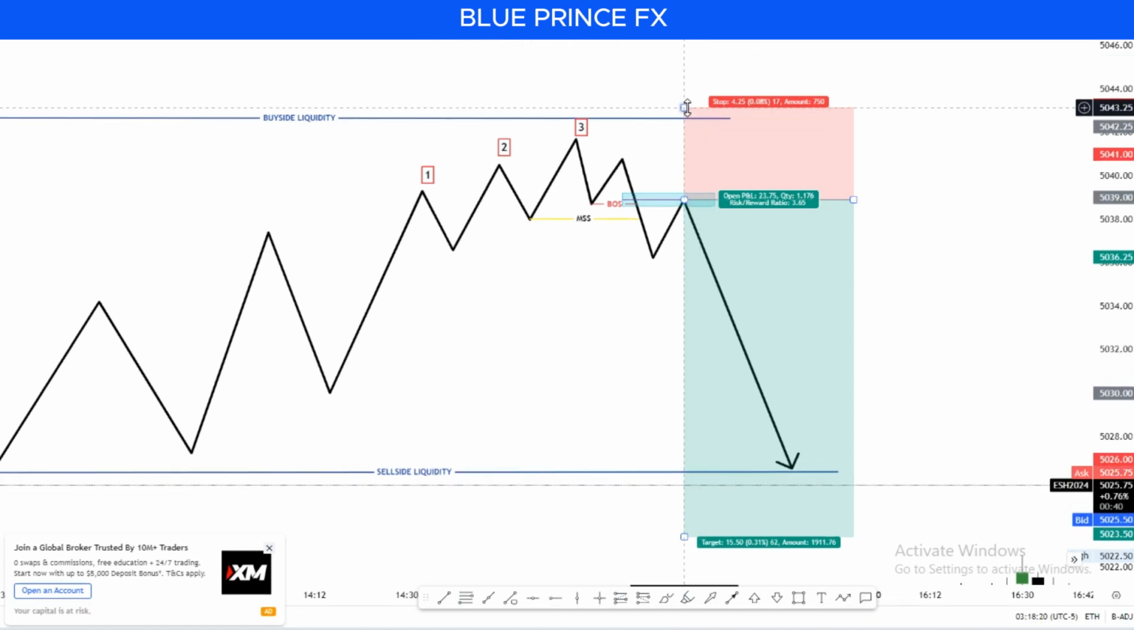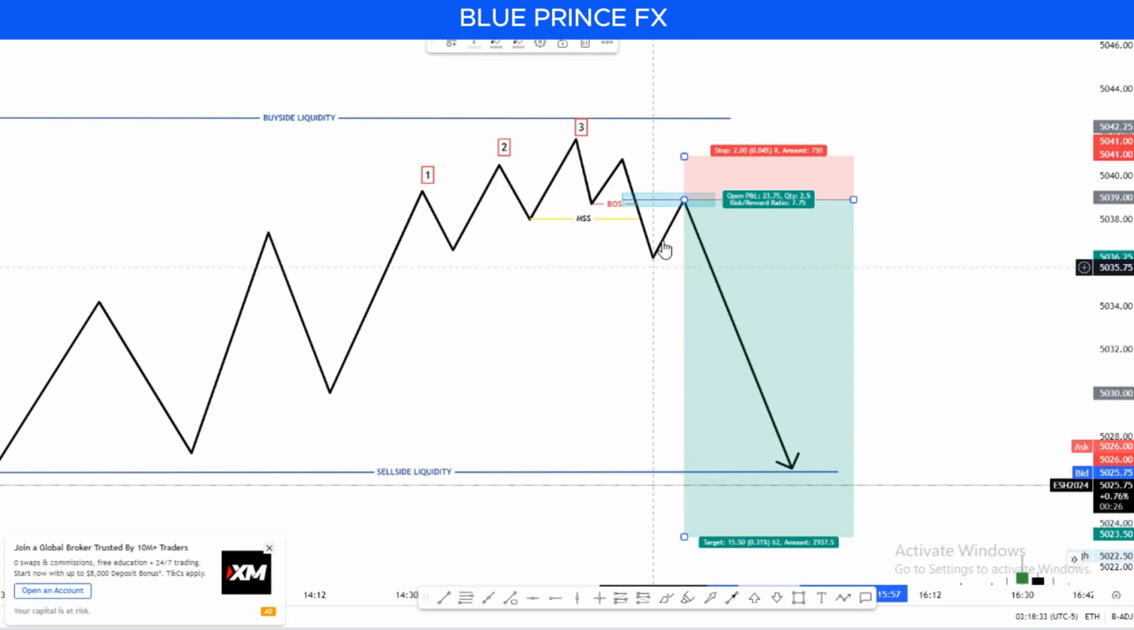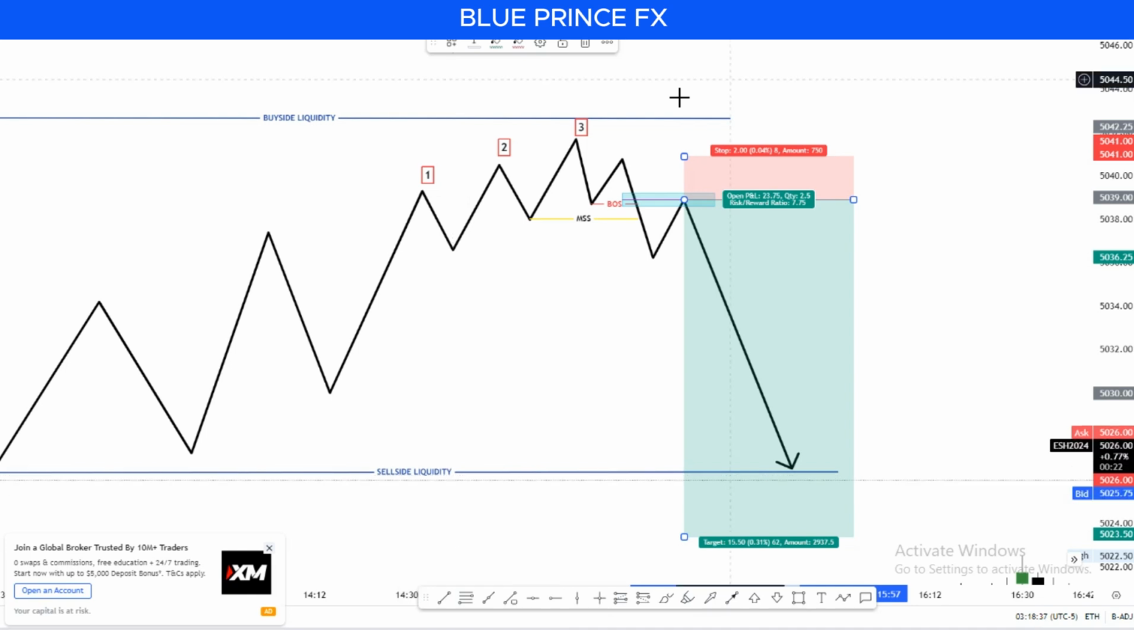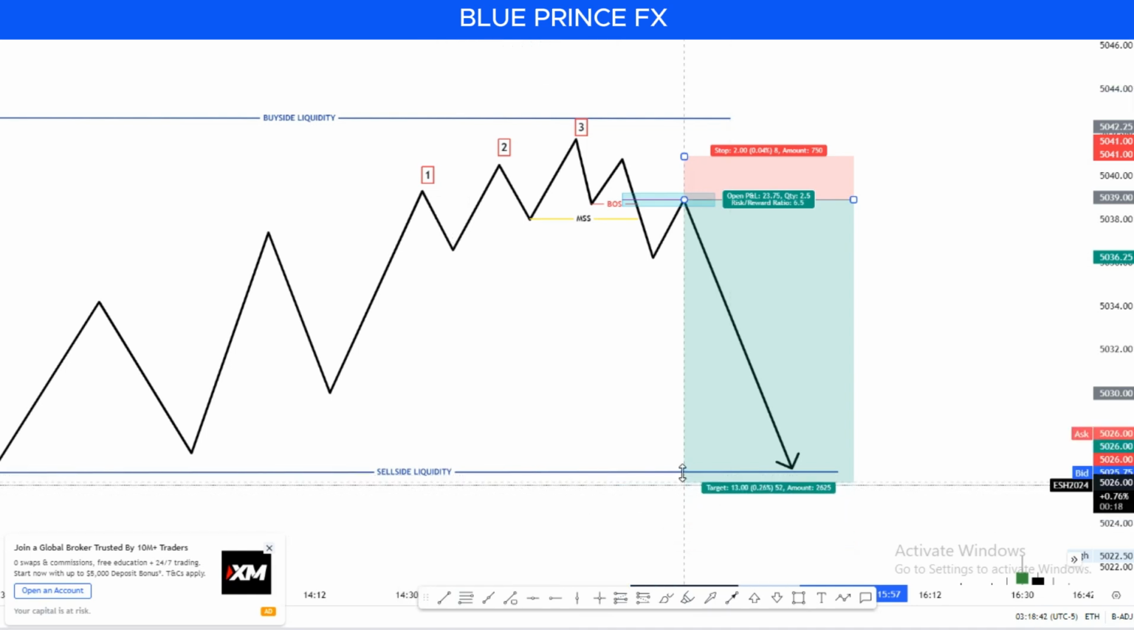Then you hide your stop loss just above this buy side liquidity, because the market should not go above it. But if you want to increase your risk to reward ratio, you can hide your stop loss just above this high, because this market structure shift confirms that price is going to attack the sell side liquidity first before coming for the buy side liquidity. So your target is going to be the sell side liquidity, and your entry point is going to be something like this at the 50% or at the open.